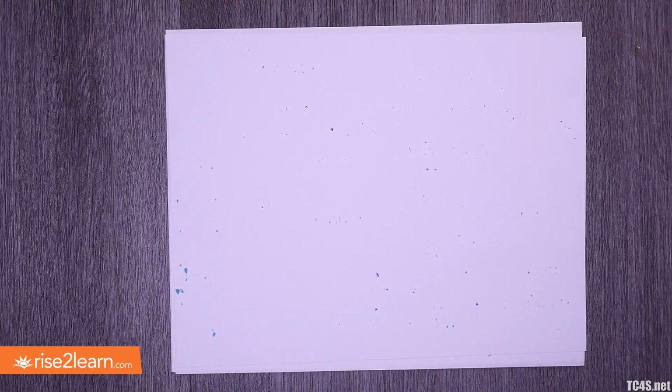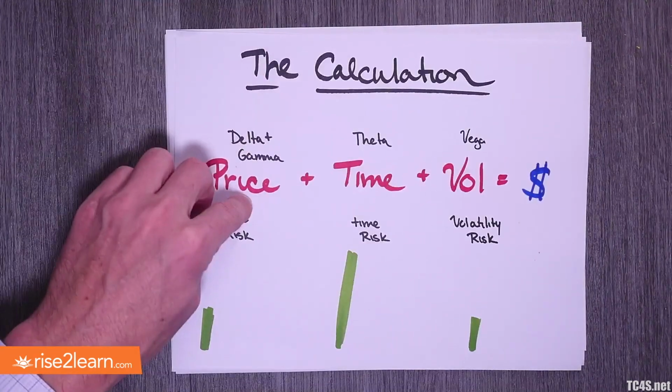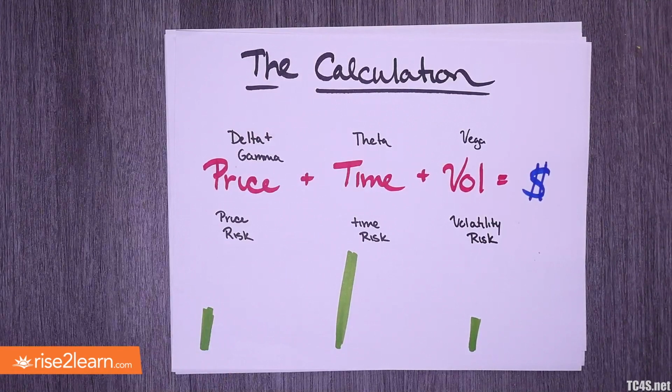So if we go back to our pricing calculation, we've covered price, and we've covered time. Time is just the rapid decay. And if we look at Vega, this is probably the most confusing thing for a lot of people. I'm going to bring this chart back for you.